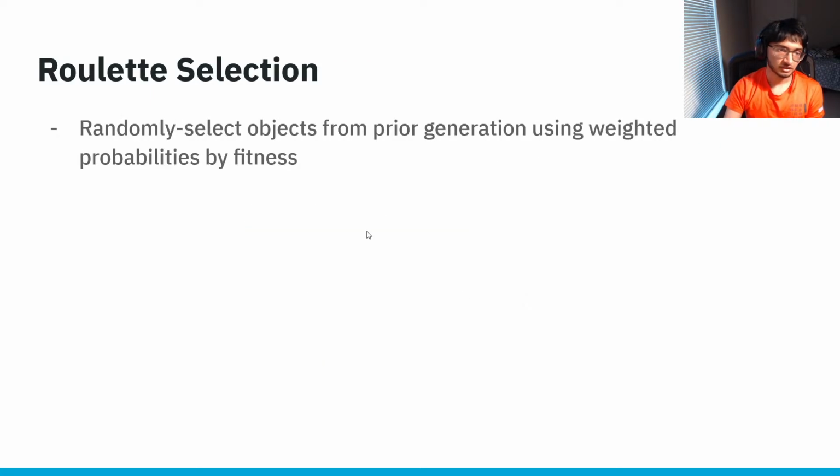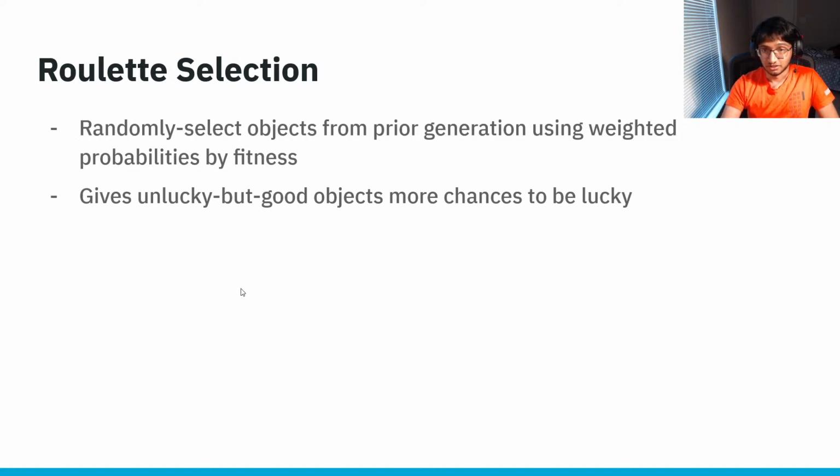And then what about another method? Let's do roulette selection, where we randomly select objects from the prior generation using weighted probabilities by fitness. That means that if you're unlucky but you're a good object, you have more chances. You can't be unlucky 10 times in a row, right? Not in computer science. That's not how it works.